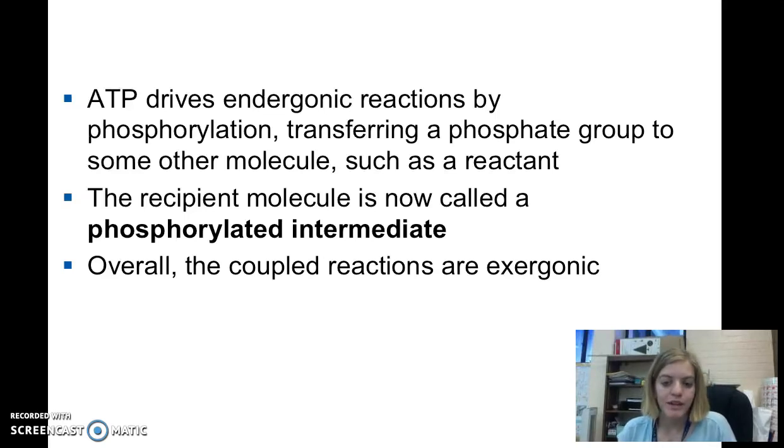When we're talking about the intermediate reactions and the exergonic reactions driving endergonic reactions, one common one that we'll talk about a lot this unit is called phosphorylation. And this is essentially the transfer of a phosphate group to another molecule, such as one of the reactants. And the molecule that receives that phosphate is much more reactive. This is called a phosphorylated intermediate. That's the one that received the phosphate group from the ATP. And this releases a lot of energy, and in doing so can power other reactions that require energy. So this is oftentimes an intermediate step in much longer chain reactions.